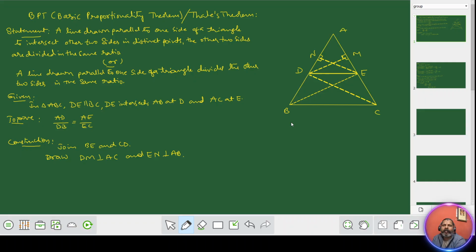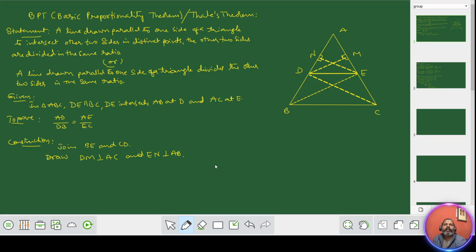I'm repeating. Given: ABC is a triangle, DE is a line parallel to the side BC. This DE intersects AB at D and AC at E, which are two distinct points. To prove: the other two sides are divided in the same ratio, that is, AD by DB should be equal to AE by EC.